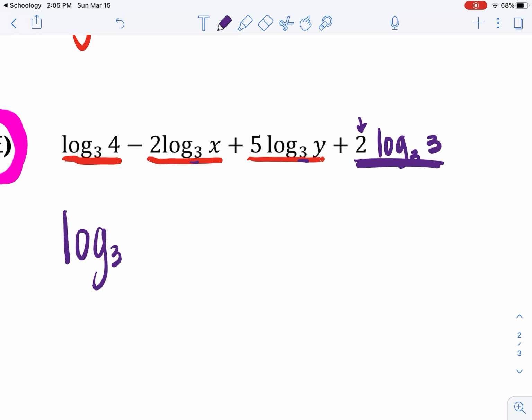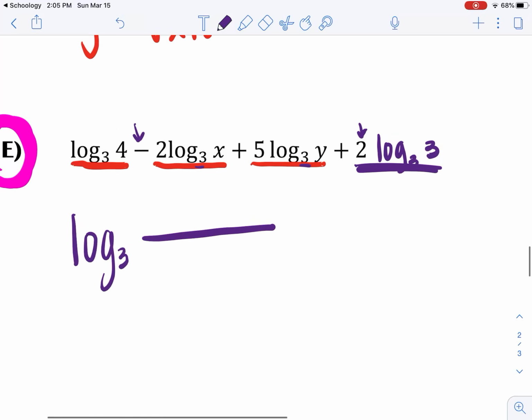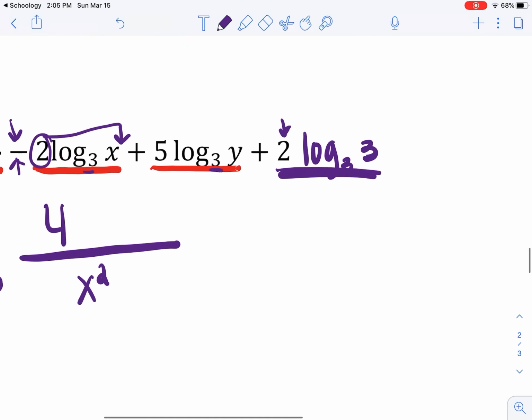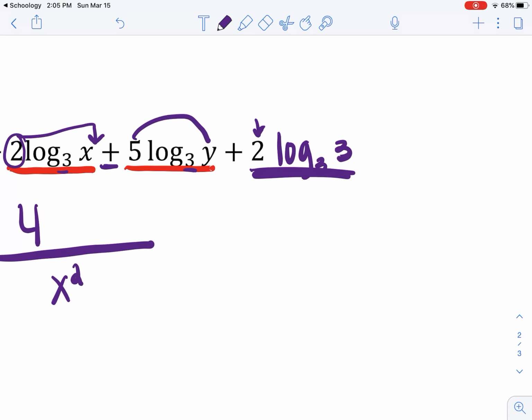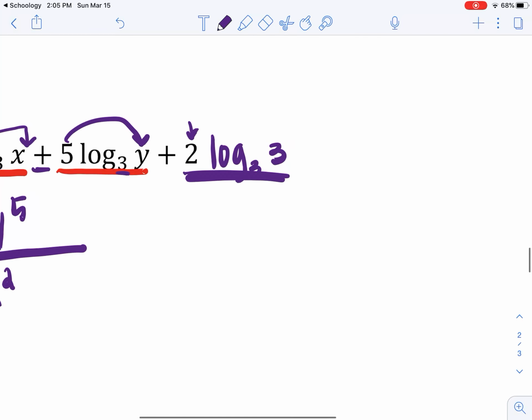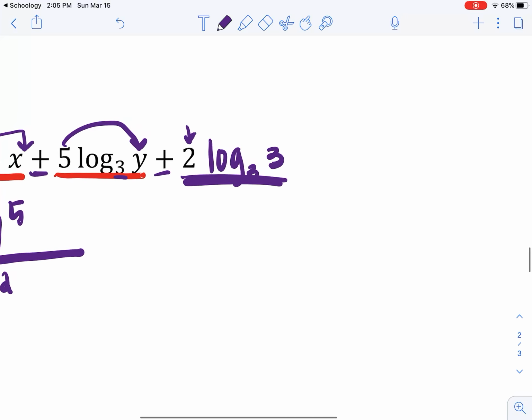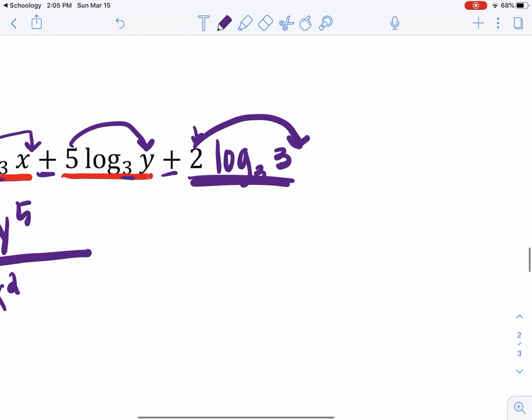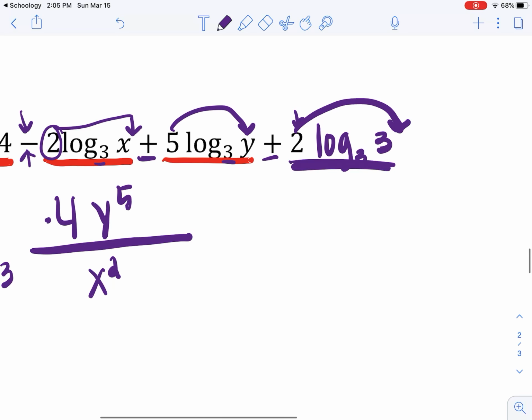I'm ready to write my log now. Log base 3 of. I need a fraction bar because there are minus signs here. My first argument is a 4. This is positive with no exponent, numerator, 4. Next one, negative. So it's denominator. Exponent is a 2, so x squared in the denominator. Next one, positive, so numerator. y to the 5th in the numerator. Last one, positive, numerator. Exponent is a 2, 3 squared is 9, 9 in the numerator.